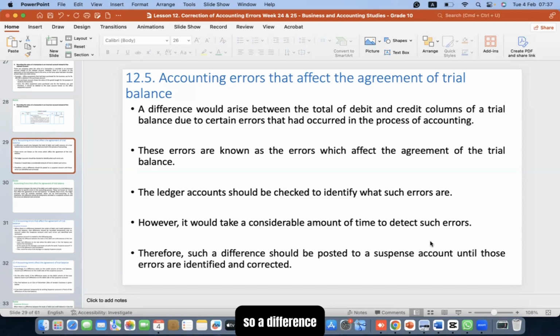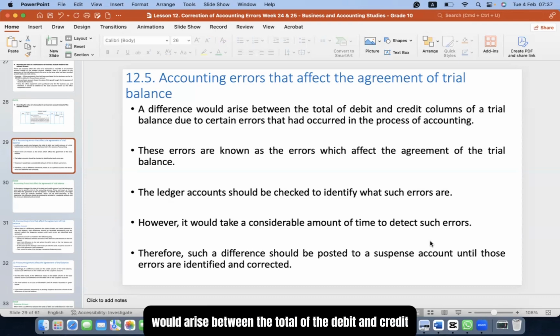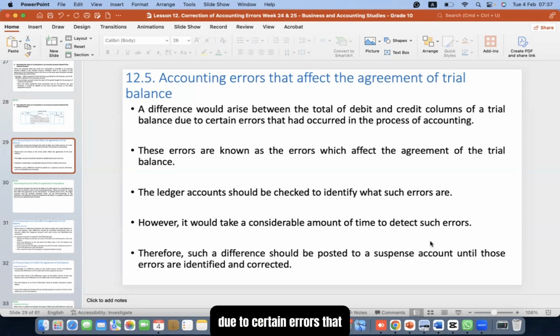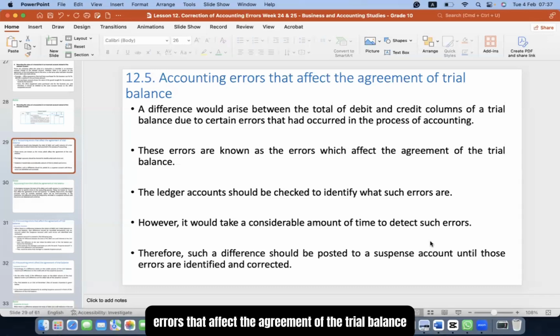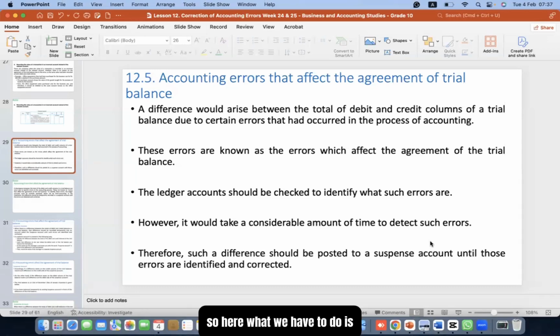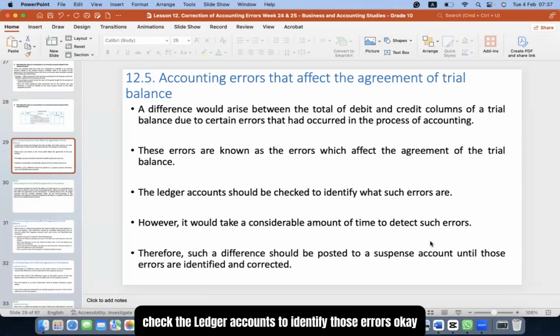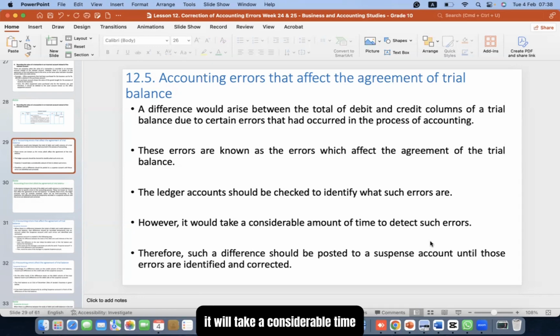So a difference would arise between the total of the debit and credit columns of the trial balance due to certain errors that had occurred in the process of accounting. These are known as the errors that affect the agreement of the trial balance. Here, we will have to check the ledger accounts to identify those errors. Once you have to check these individual ledger accounts, it will take a considerable time. It will take a lot of time for you to trace these accounts.